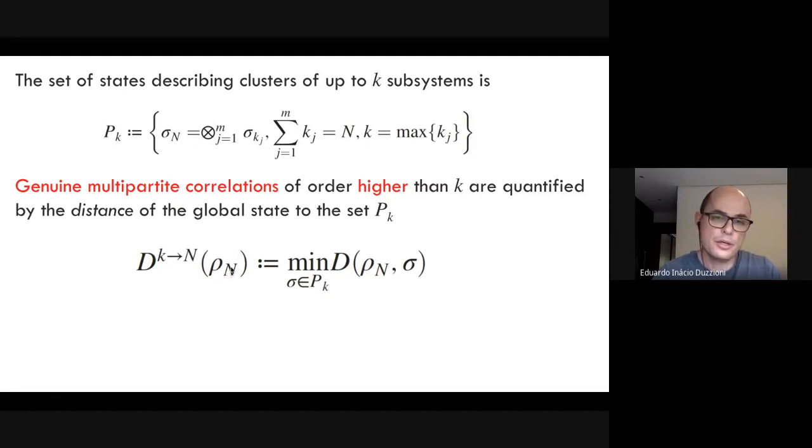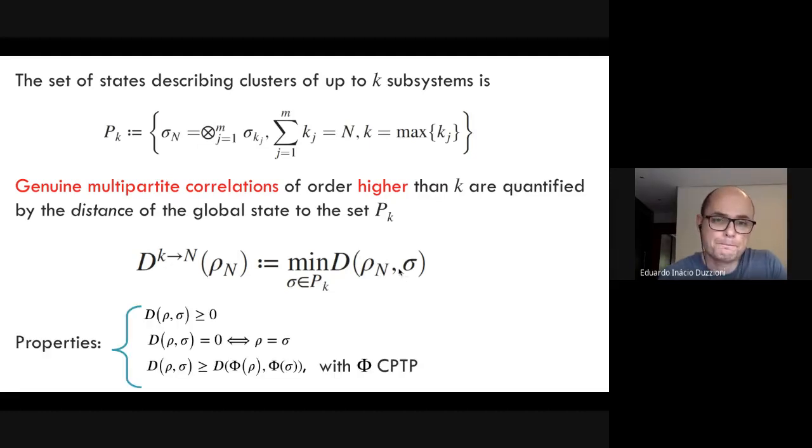Rho n here is the state of the n particles. So we are interested here in calculating the correlations of order higher than k. And this is done by a measure of distance between rho n and the state in that partition here. But we will look for the smallest distance between these two states, okay?